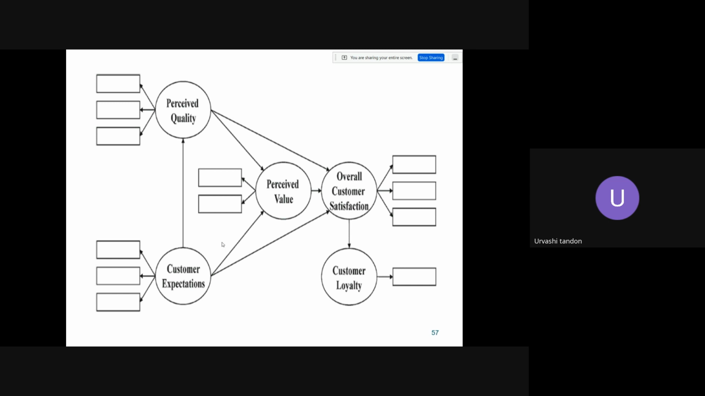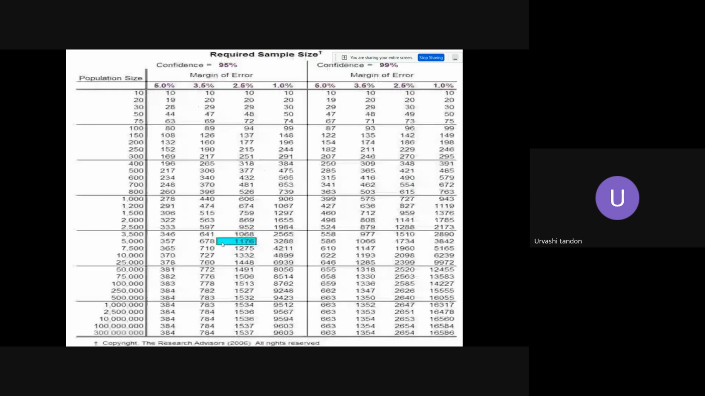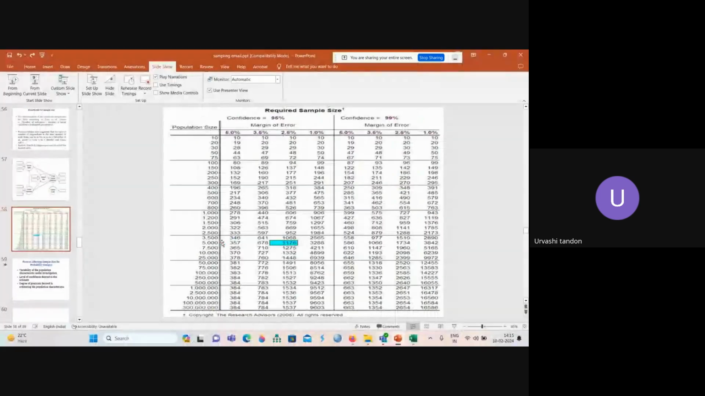Now the minimum sample can be 120, and the ideal sample, if you want to go for the normal distribution, should be more than 200 for testing this model through structural equation modeling, right? So this is the confidence level. There is again this table. If the population size is this much and margin of error plus confidence level, this is the sample size. Otherwise, there is a sample size calculator also. It's available on the internet.